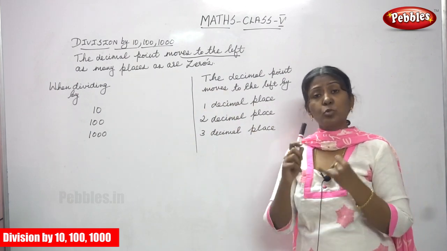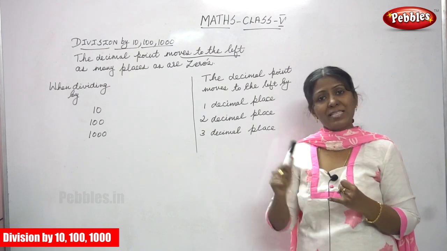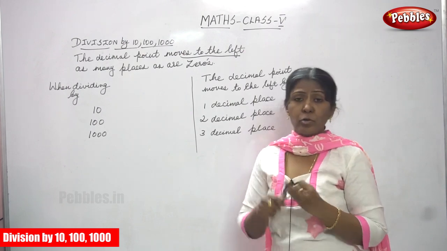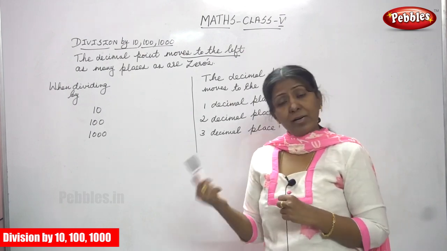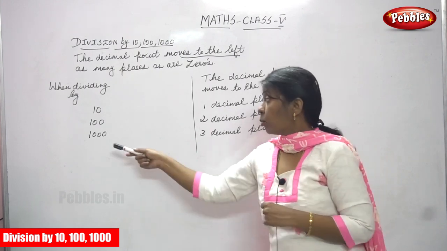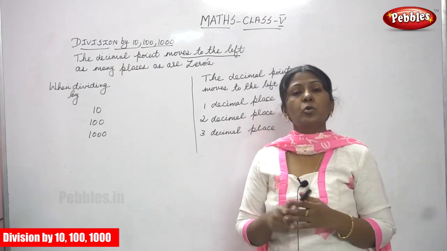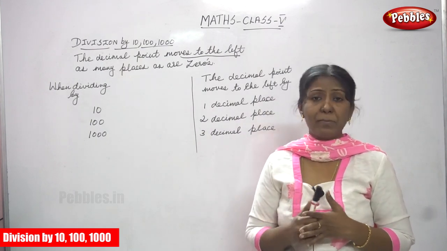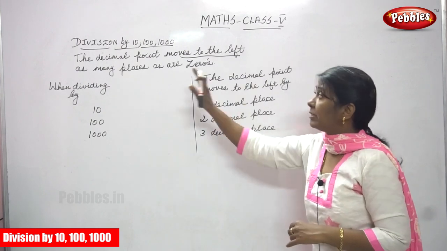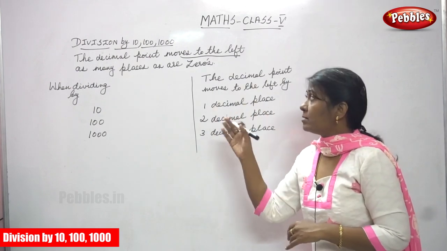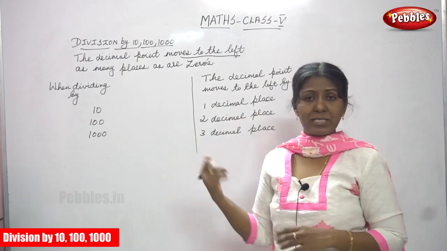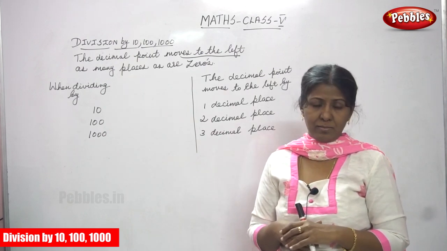So 10 means you have to move only one decimal place to the left, because 10 has only one zero. 100 has two zeros, so for 100 you have to move two decimal places to the left. 1000 has three zeros, so you have to move three decimal places to the left. These are the rules of division by 10, 100 and 1000. While doing the sums, we will understand these rules very clearly.